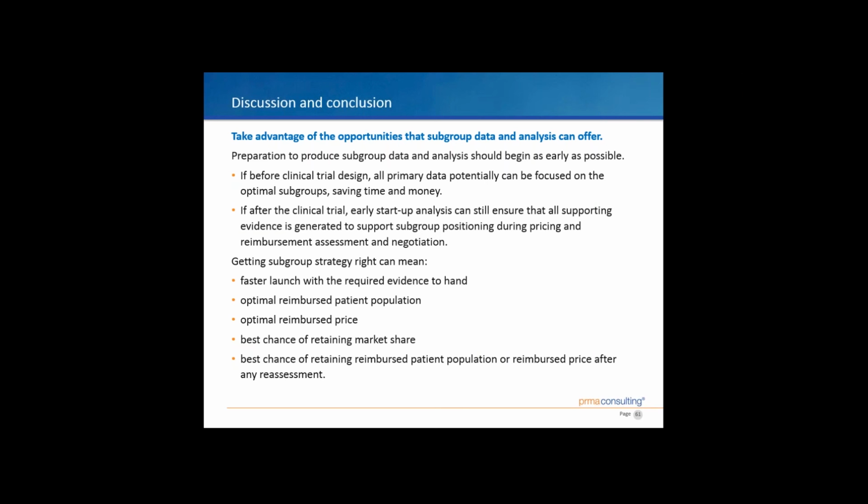And then the benefits from this, getting the subgroup strategy right. What does it mean? It means faster launch with the required evidence to hand. It means the optimal reimbursed patient population. It should mean the optimal reimbursed price. And these last 2 points that I alluded to a couple of times, it means the best chance of retaining market share in the future, and it means the best chance of retaining the reimbursed patient population or the reimbursed price after any reassessment, and that may occur 6 months from now, a year from now, 3 years from now. It's the sort of thing that can't as easily be predicted, but is still relevant.